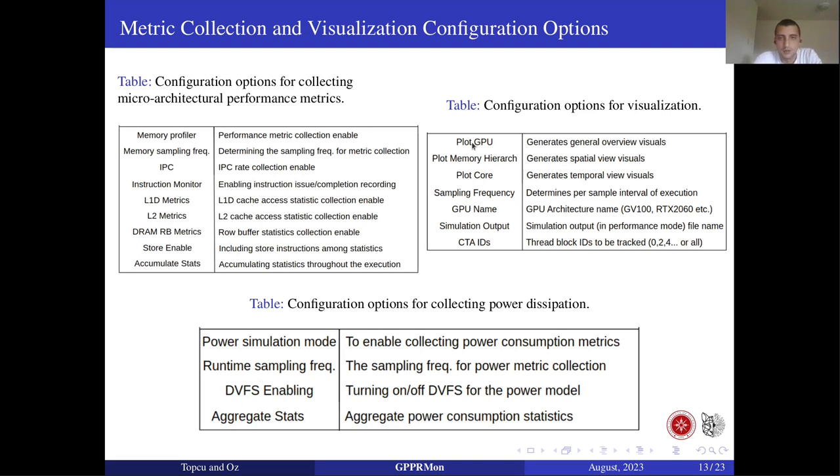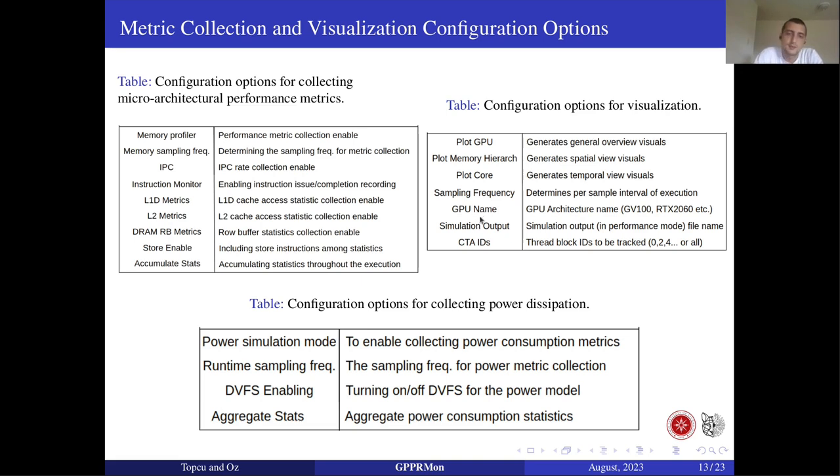For the visualization options, plot GPU generates the general overview of the visualization stage. Plot memory hierarchy will display the spatial utilization of the memory hierarchy, and plot core will display the temporal issue and completion statistics of each thread block. The sampling frequency is a bit different from what we did in the simulator stage. This sampling frequency determines the visualization samplings. You need to specify a GPU name for the visualization option.